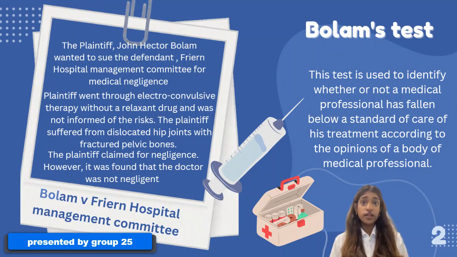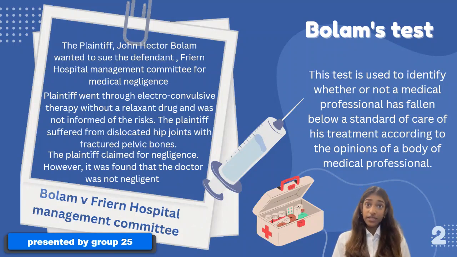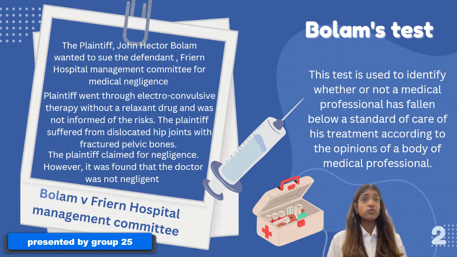The Bolam test was developed in the case of Bolam against Friern Hospital Management Committee in 1957. The plaintiff, John Hector Bolam, wanted to sue the defendant, Friern Hospital Management Committee, for medical negligence. The plaintiff went through electroconvulsive therapy, however, was not informed of the risk of a fracture and the procedure was carried out without a relaxant drug. Both hip joints of the plaintiff were dislocated with fracture of the pelvic bones on each side. The plaintiff intended to claim damages for injuries against the hospital management for negligence as there was a failure to use a relaxant drug and the risk was not informed of.